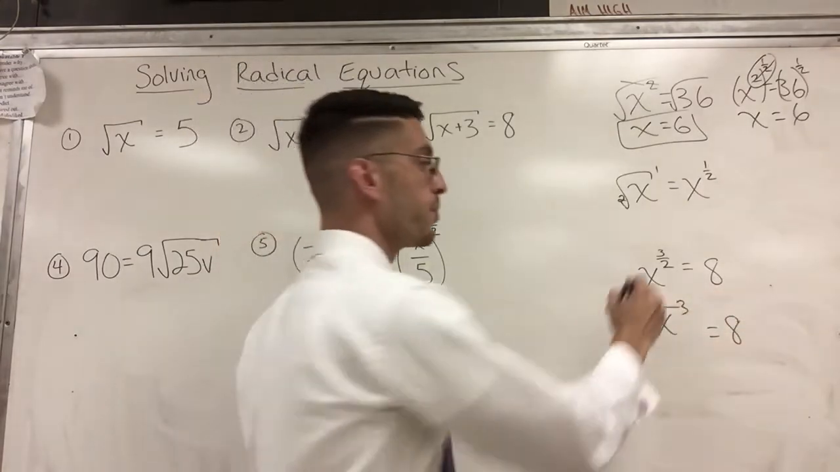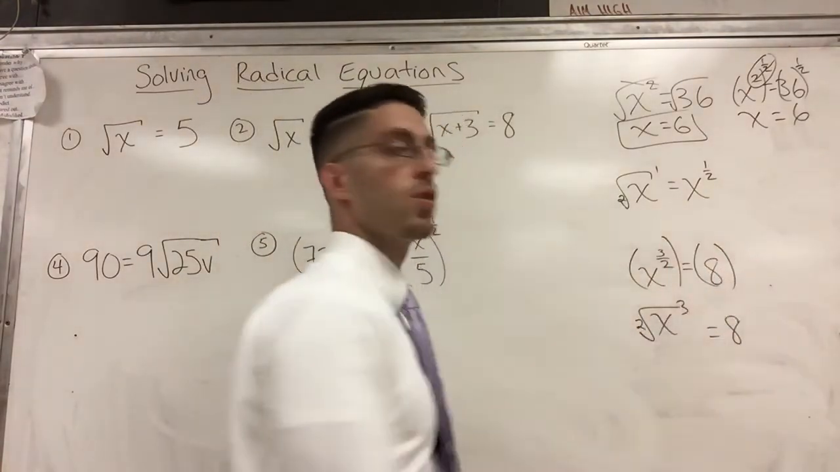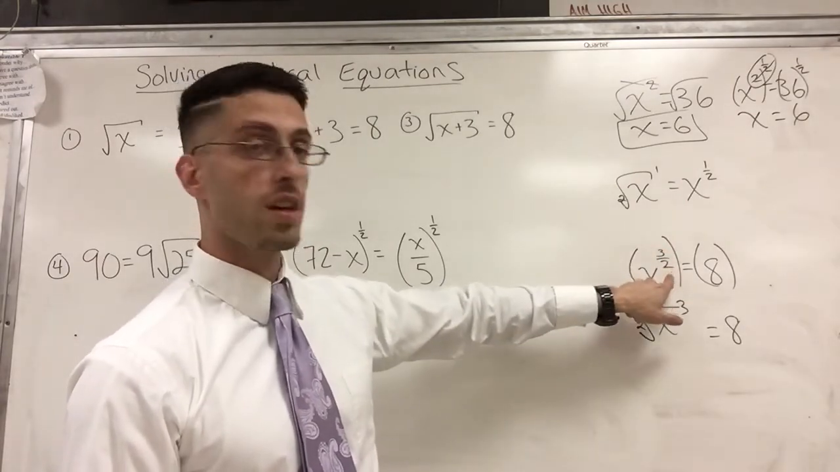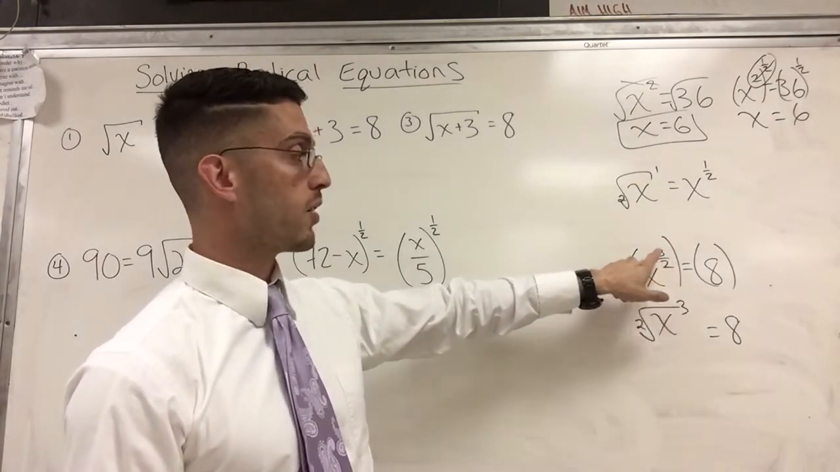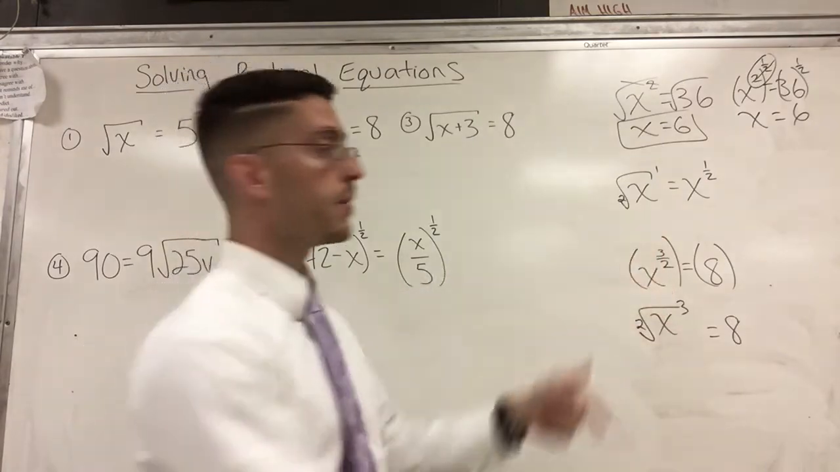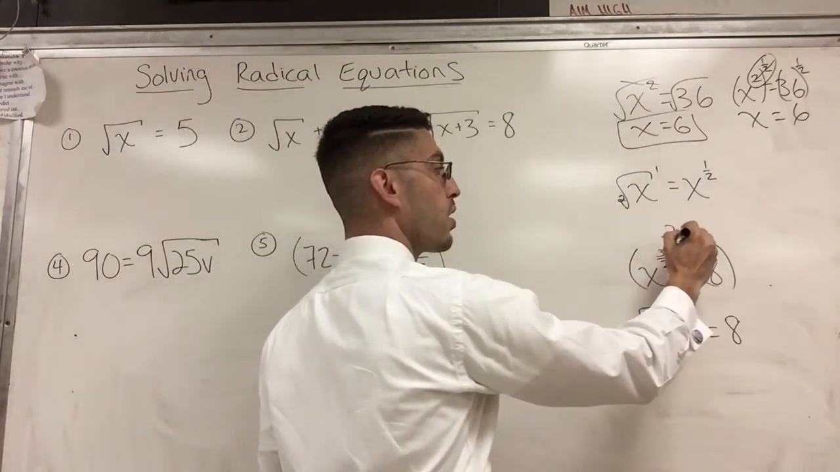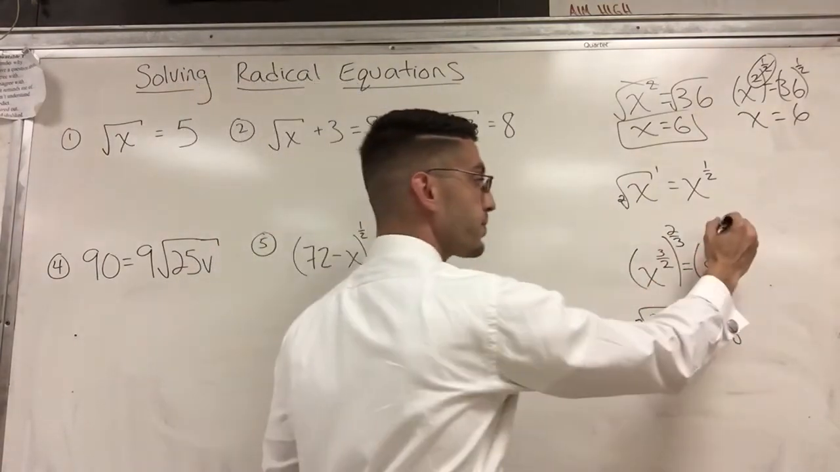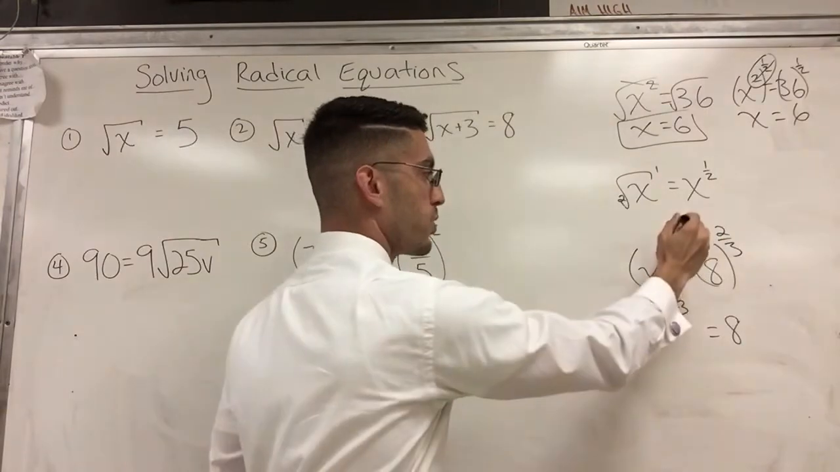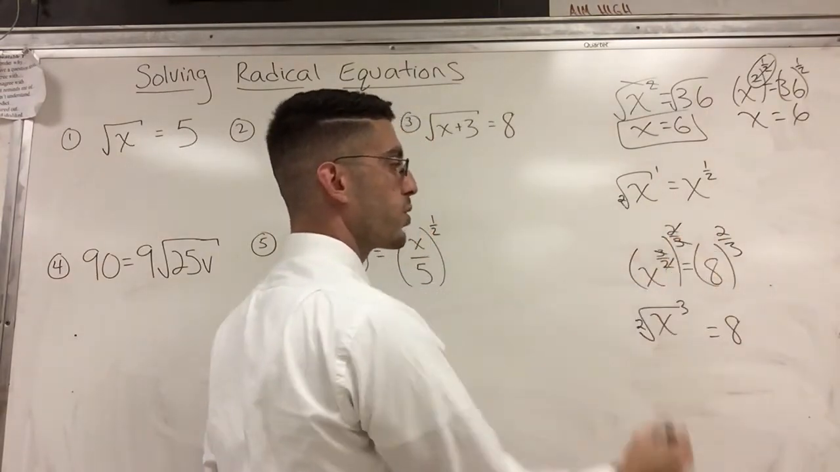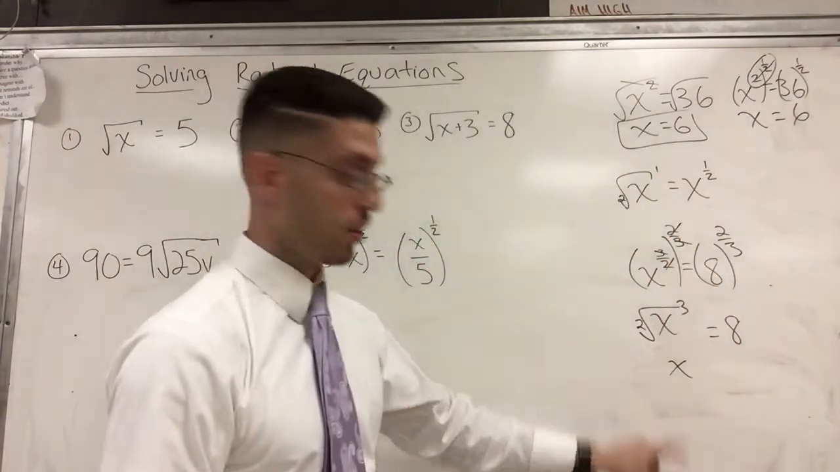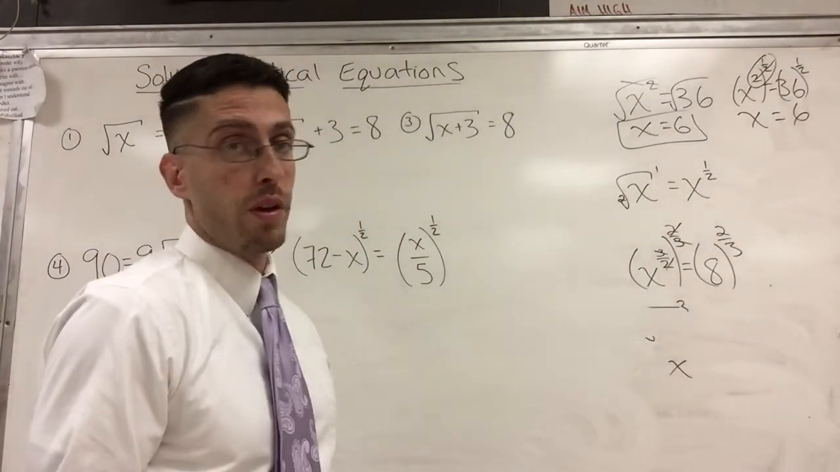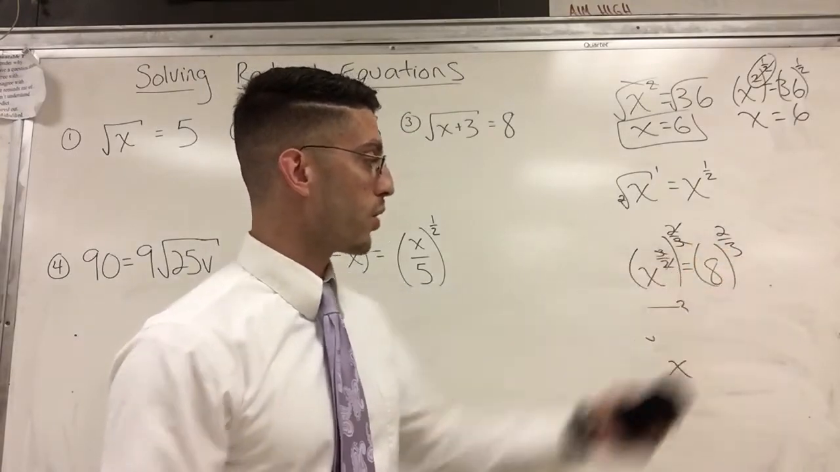All I had to do was raise both sides to the inverse, or the reciprocal, of the given power. If the given power is 3/2, I flip it and raise it to the 2/3 power. Whatever I do to one side, I do to the other side. So the 2 cancels with the 2, the 3 cancels with the 3, and x drops down. As you can see, this step was irrelevant. True, but irrelevant.